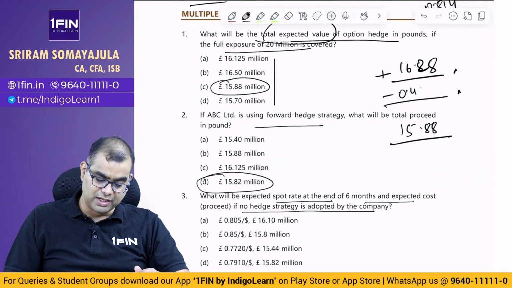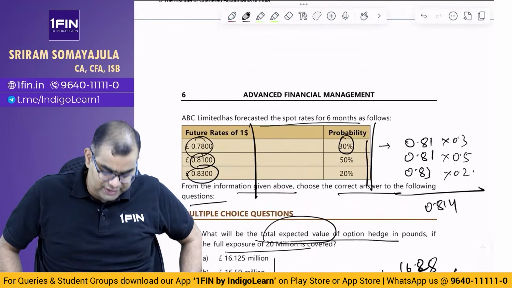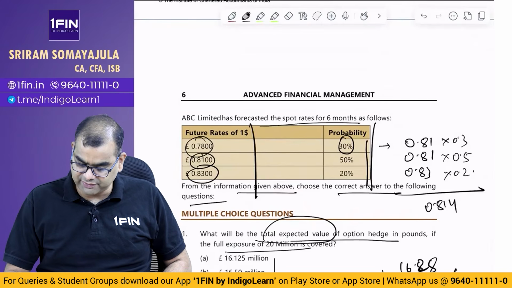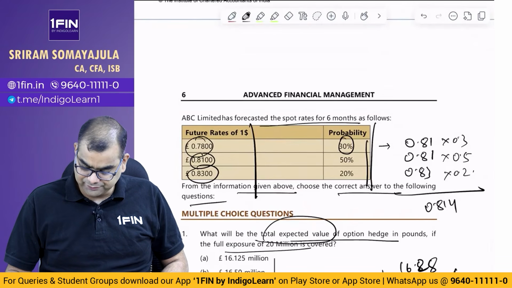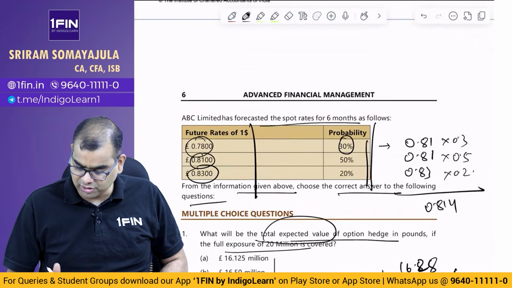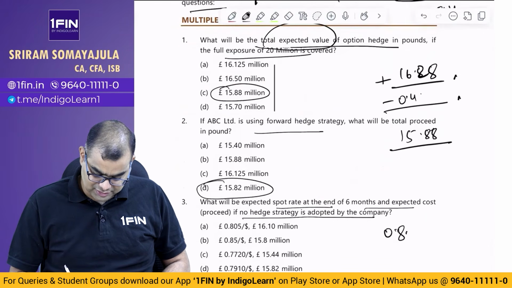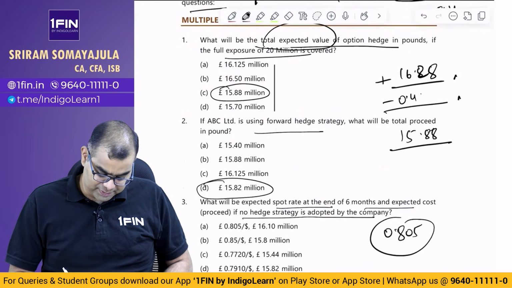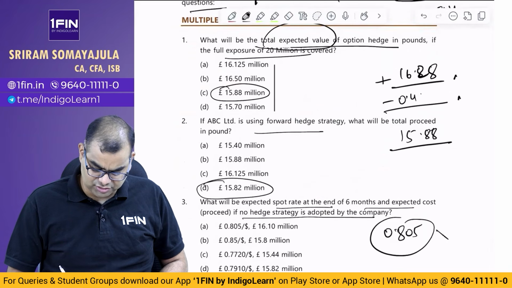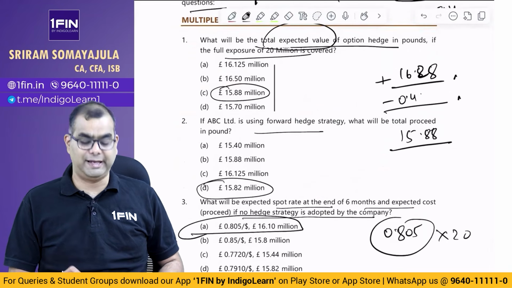Then what is the expected spot rate at the end of 6 months and expected cost if no hedge strategy is adopted? So what is the expected spot rate? Expected spot rate is nothing but a simple probability weighted average of these three. That is 0.78 into 0.3 is equal to M plus, 0.81 into 0.5 is equal to M plus, 0.83 into 0.2 is equal to M plus. Memory recall here 0.805. So it is 0.805. That is the correct answer. And expected cost if no hedge strategy is adopted, this into 20, 16.1. This is the answer. Answer is option A.